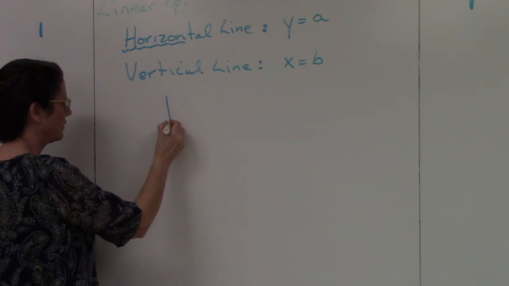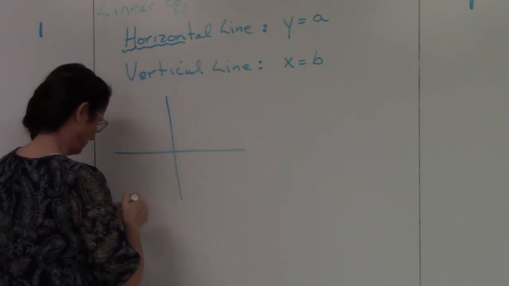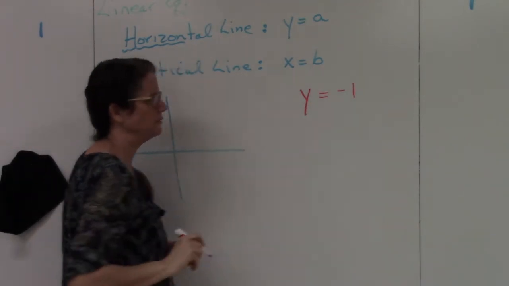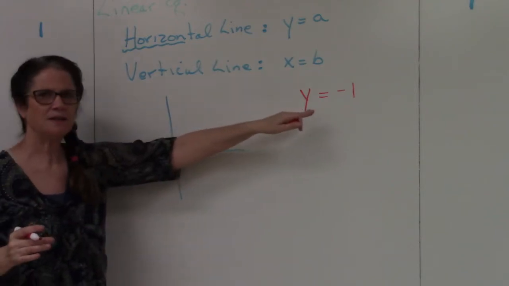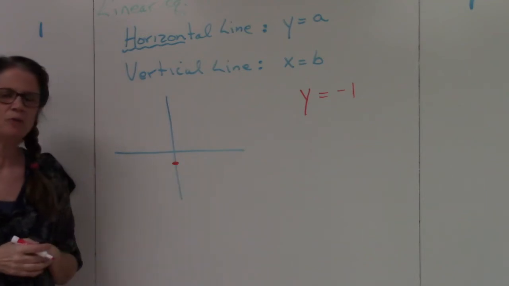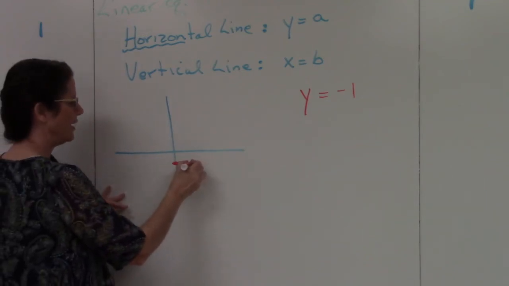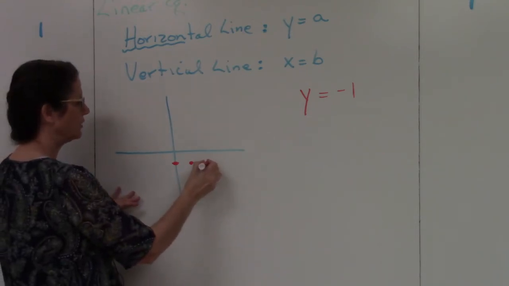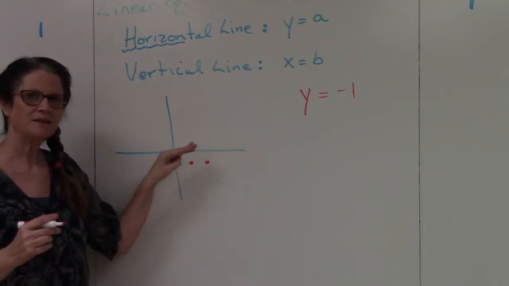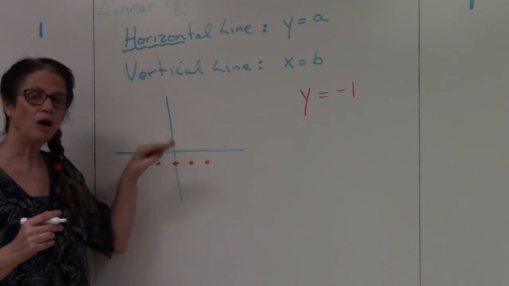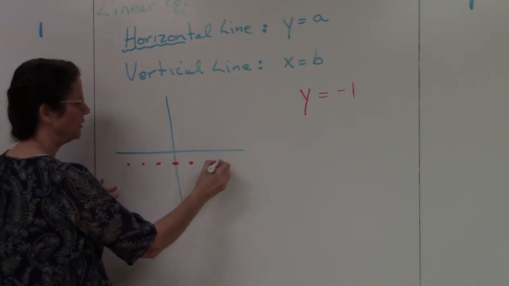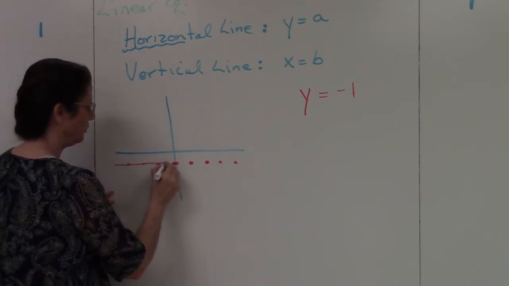So let me give you your coordinate system. Let's say we're looking at y equals -1, okay? What this means is that on my y-axis, I have a point at -1. I also have a point here at -1, and here at -1, and here at -1. In other words, it doesn't matter what x is. X can be anything. Y will always be -1. So if y is always going to be -1, that's why I end up with a horizontal line.